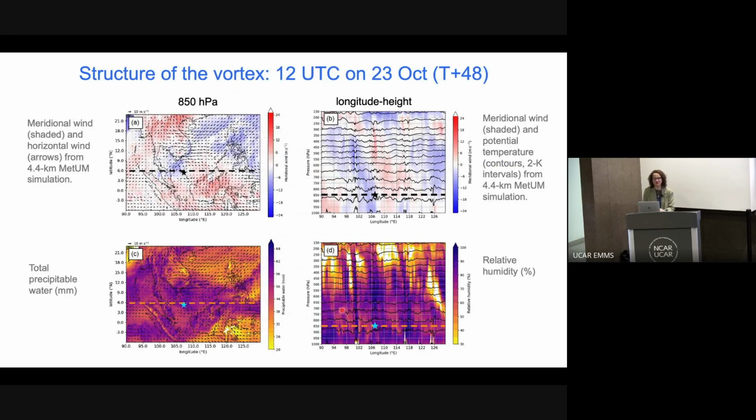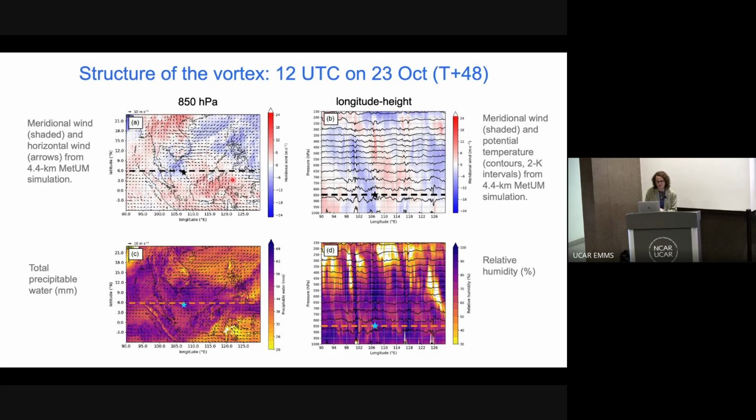So we want to use them to look more into the structure of the vortex. If we start here on the top left, what you see here is the meridional winds. You can see the northerly winds, the southerly winds. You can see the cyclonic circulation around the center of the vortex. The plot at the bottom shows the total precipitable water, and you can see that this is a moist vortex, has a lot of total precipitable water. You find a maximum in this region.